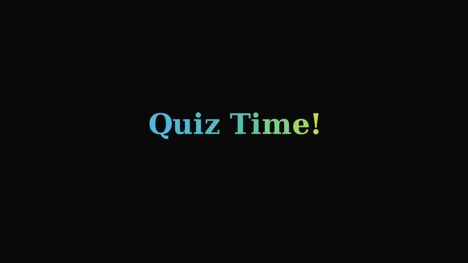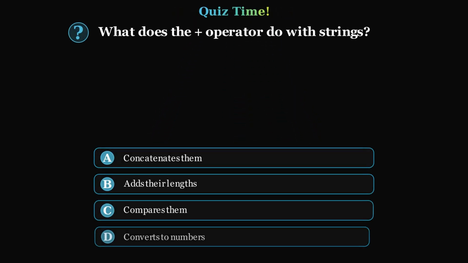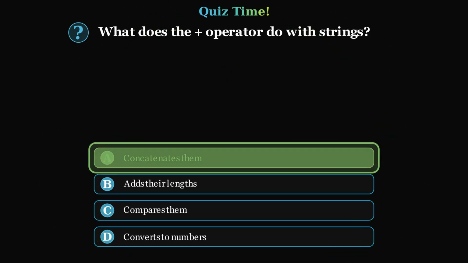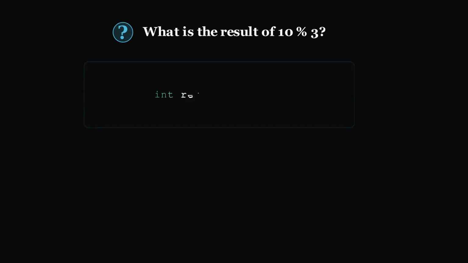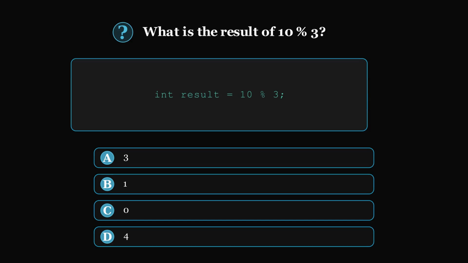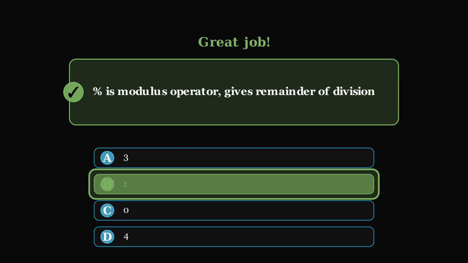Quiz time. Test your understanding. What does the plus operator do with strings? Which one is correct? The correct answer is: plus concatenates strings, joining them together. What is the result of 10 % 3? Which one is correct? The correct answer is: percent is the modulus operator, which gives the remainder of division.